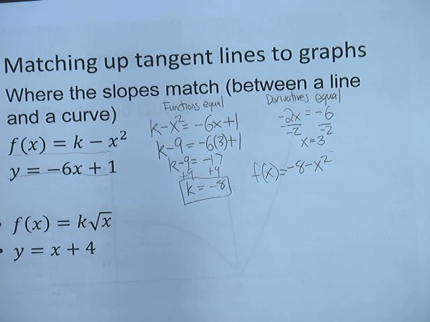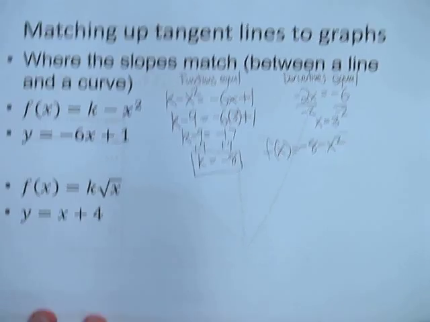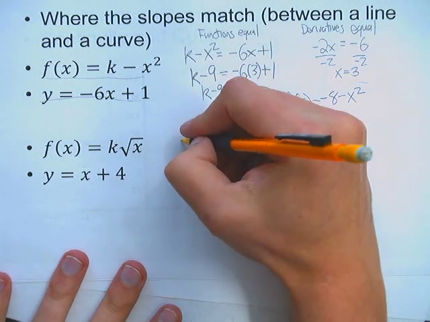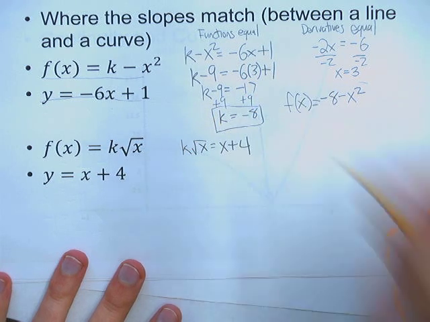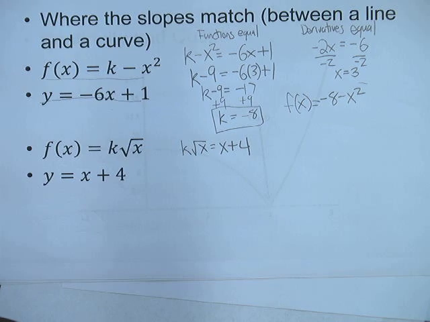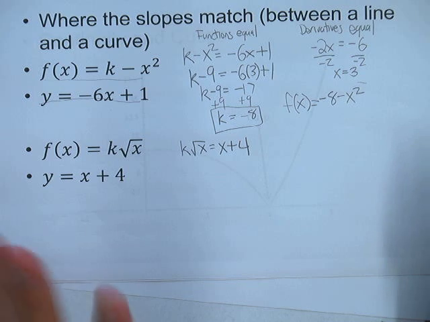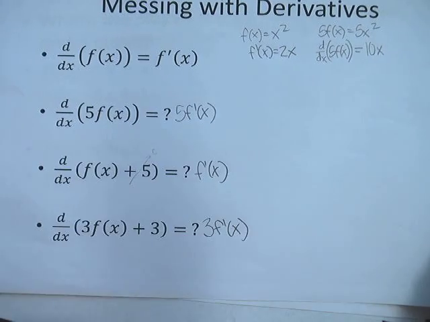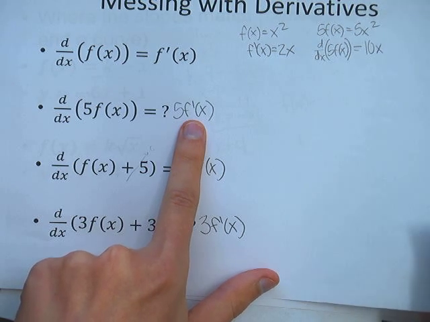So kind of tricky stuff, but very simple steps to get to that answer. Let's go down and get another problem that's like this. So set their functions equal. k root x is equal to x plus 4. Set our derivatives equal. Oh, this derivative's a little tougher. k is just a constant, so I just rewrite it when we do our answer. If you remember from the first slide today, when we have a constant multiplied out in front, it just comes with us into the derivative. So no problem there.